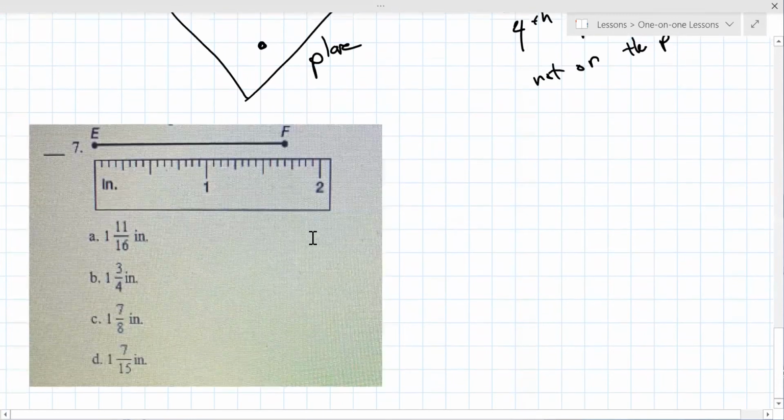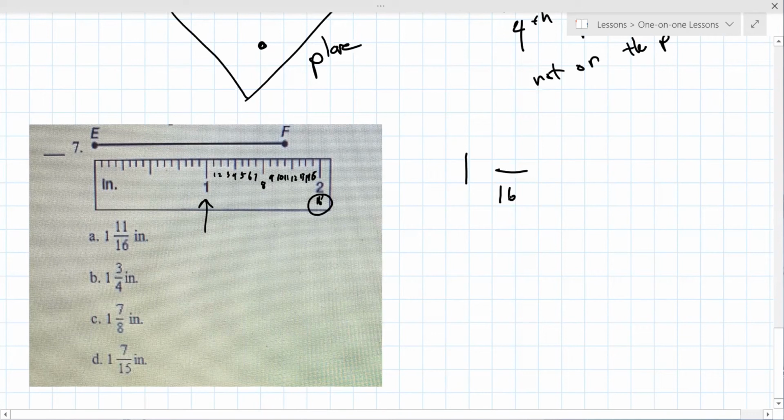Here's question 7. We're trying to find the length of this line segment E to F. You can count these. There's 1, 2, 3, 4, 5, 6, 7, 8, 9, 10, 11, 12, 13, 14, 15, and then 16. So that 16 tells you the fraction, because we know it's 1 and then something. You just count however many lines there are between the two big numbers, and you put that number on the bottom. Then you figure out where this one falls. It falls at 11. So that's how you come up with this one here.